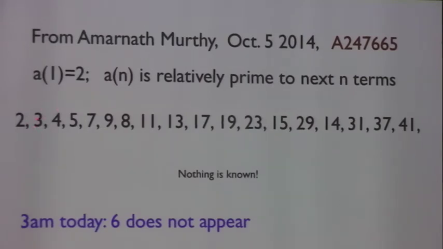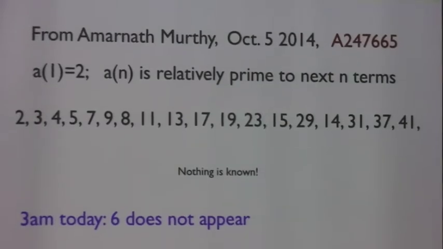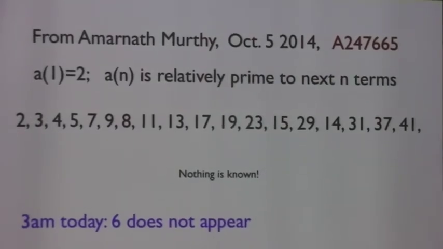Now, the rule is that 3 has to be relatively prime to the next 2 terms, and 4 and 5 will do. And then 4 has to be relatively prime to the next 3 terms. So 5, 7, and 9 will do. And so on. And here you get an 8, and it's not monotonic, it goes up and down. I created a sequence for this, A247665. You can look it up.